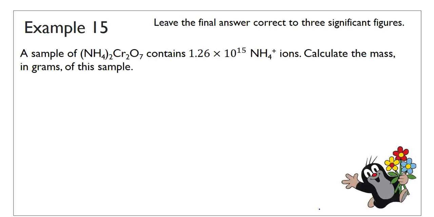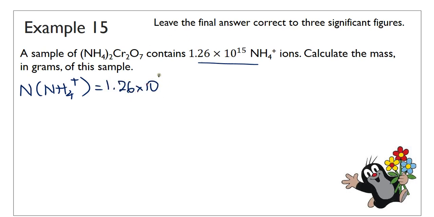Okay, final question. A sample of ammonium dichromate, this is ammonium dichromate, contains 1.26 times 10 to the 15 ammonium ions. Calculate the mass in grams of this sample. Well, this is actually not that exciting, but okay. So we start with the number of ammonium ions. I think the only exciting thing about this question is that it has a polyatomic ion in it. So the number of ions is capital N of NH4 plus, this is the information given, which is 1.26 times 10 to the 15 ions.